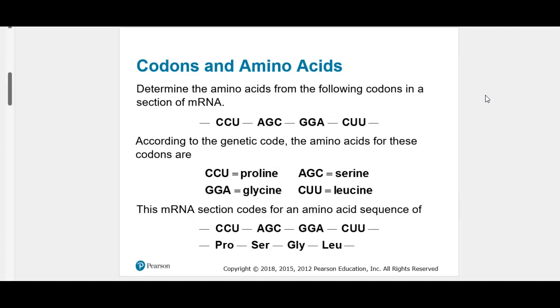Okay, it's proline. AGC: you look at the first letter, which is A, so you look in the A row, and then you've got G, so you look in the G column, and find AGC, and that's serine. GGA is glycine, CUU is leucine, so you're going to have those four.